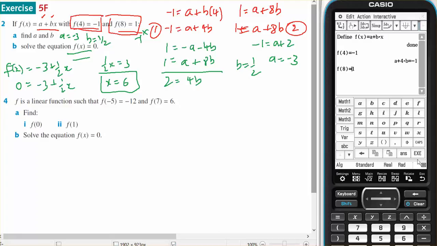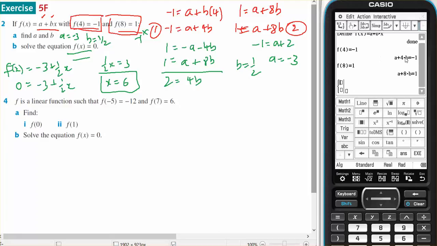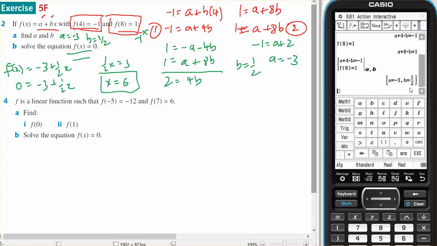And if I press x, that gives me a second equation. Then I can go to Math 1, simultaneous equations. I can take that, or I could take this. And I'm solving for a and b. And I get the same answers.